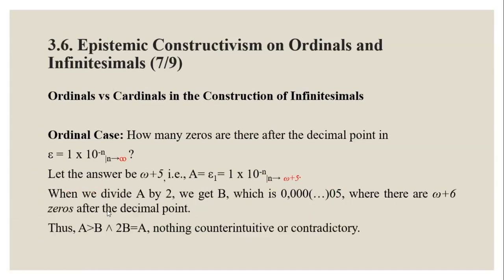So when we compare it with the ordinals, here we interpret this infinity sign as some sort of an ordinal number. Let's say that it's omega plus 5. So when we divide this number A by 2, we get another infinitesimal with one more zero after the decimal point. There are omega plus 6 zeros, which makes the number smaller. And so there is no contradiction and no counterintuitivity in interpreting this infinity sign as a sort of ordinal number. Besides, ordinal numbers, as you know, do not annul things in infinity.